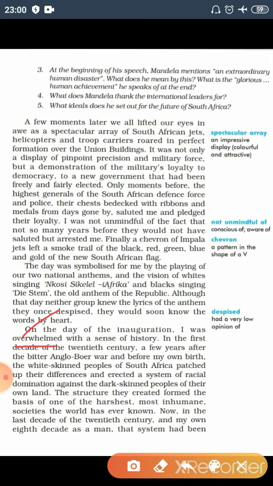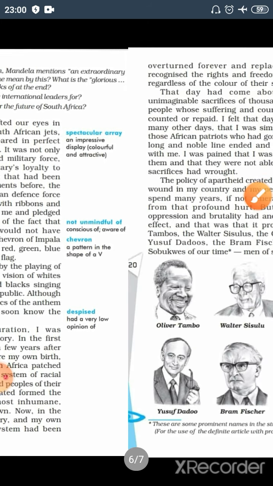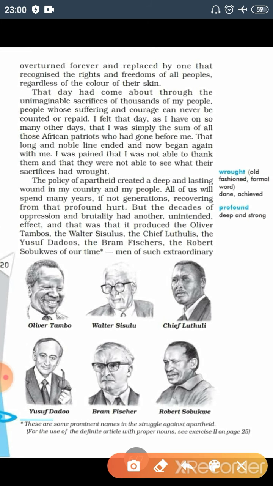Now, in the last decade of the 20th century and my own eighth decade as a man, that system had been overturned forever and replaced by one that recognized the rights and freedom of all people regardless of the color of their skin.